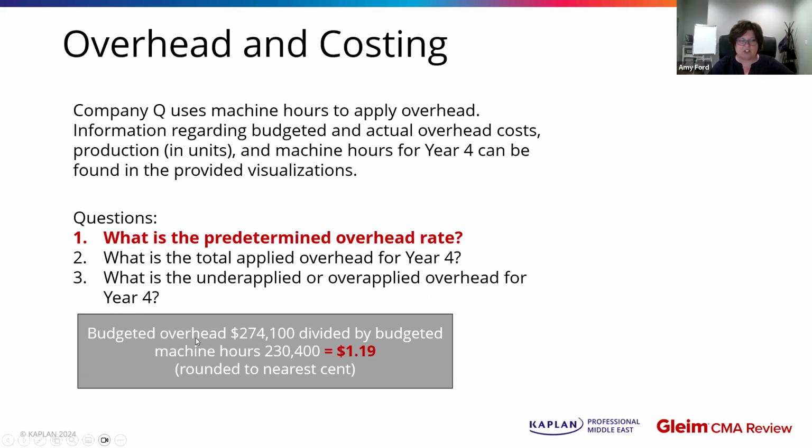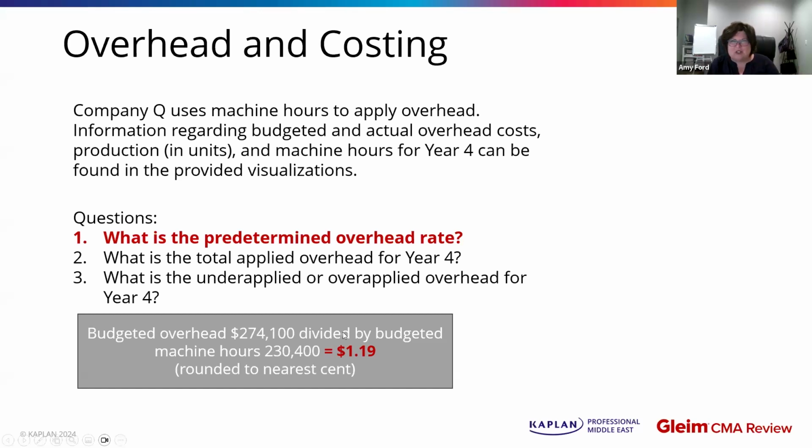We take our budgeted overhead divided by our budgeted machine hours, and we have an overhead rate, rounded to the nearest cent, of $1.19. So we will use this $1.19 per machine hour to apply or assign overhead to our production and our actual work.